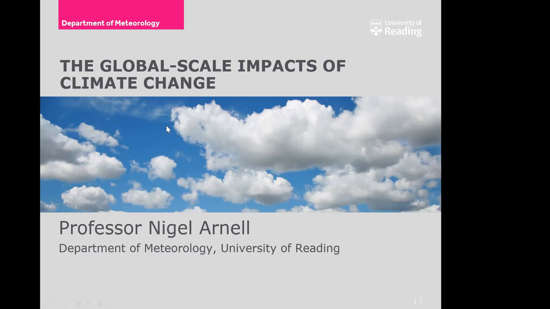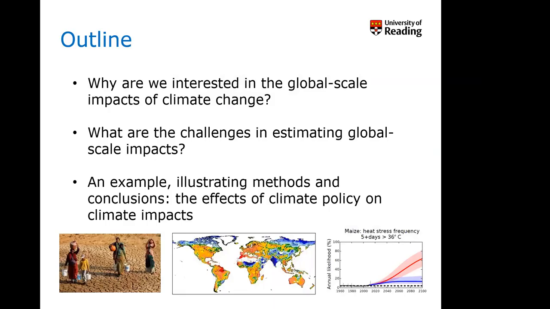So I'm really going to be looking at three things today. I want to look at why we're interested in the global scale impacts. It's pretty clear why we might be interested in the impacts of climate change on a big ocean, small island state. There are real, practical adaptation issues to address. Why are we interested in the global scale impacts? There are some specific challenges with estimating the global scale impacts of climate change, which I'll talk about. And I'm going to finish with an example of how we've estimated these global scale impacts. Now, the slides are pretty much the same as in the book, but I've changed the example a little bit, as we'll see in a moment.